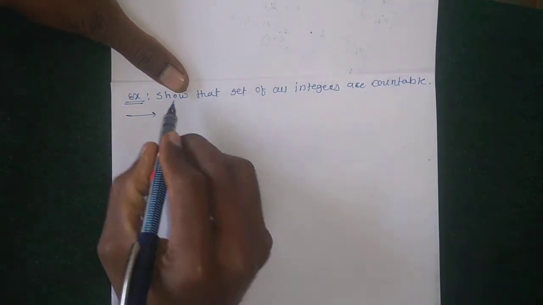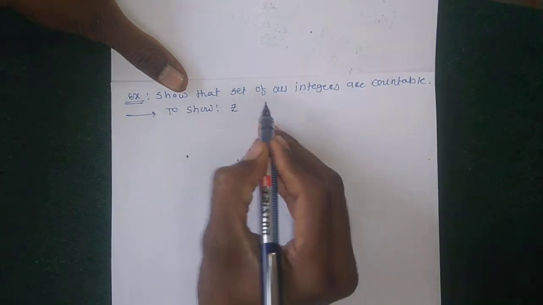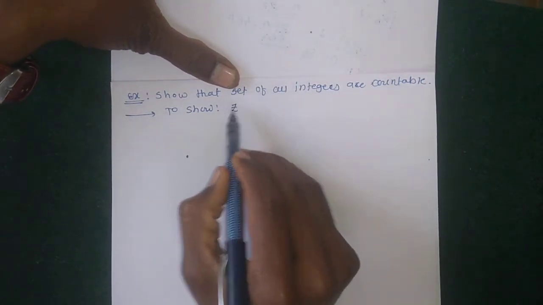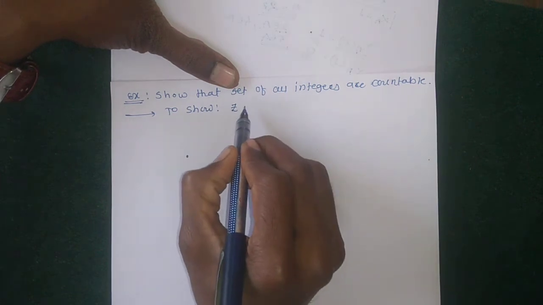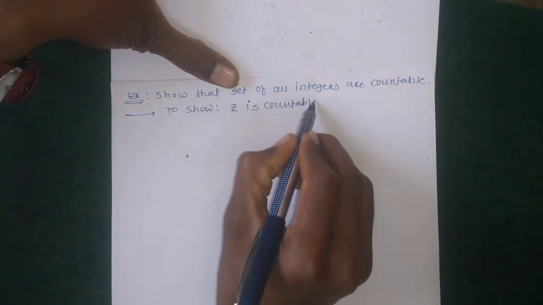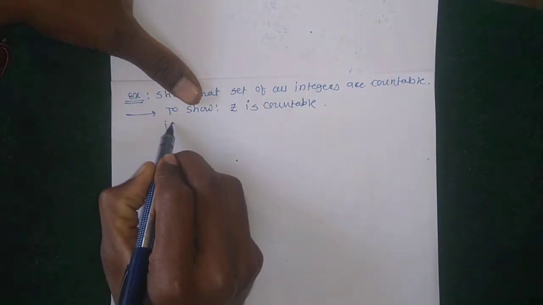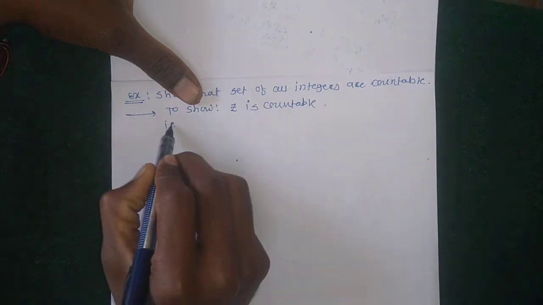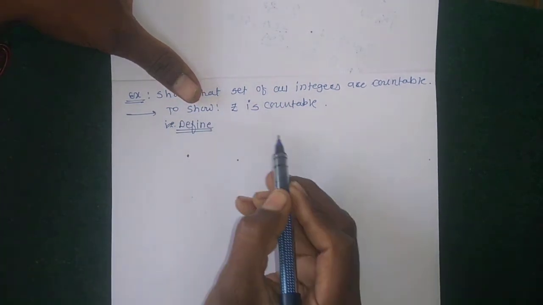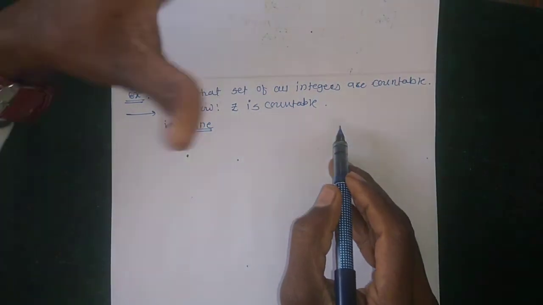Here, to show the set of integers Z is countable. Set of all integers is denoted by Z. To show Z is countable, define a map: how to show a given set of integers is countable, there exists a map from I to Z.